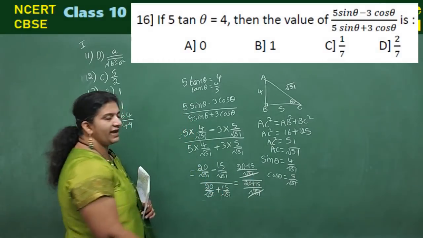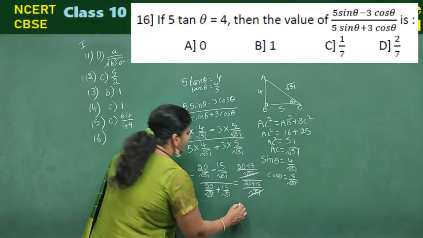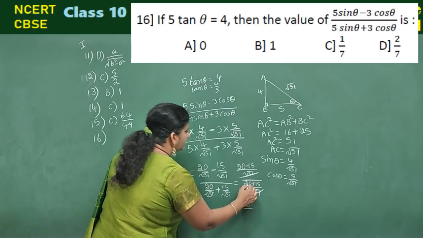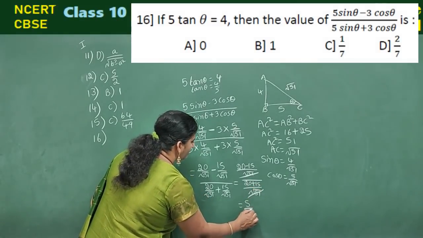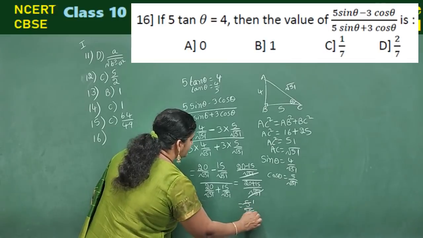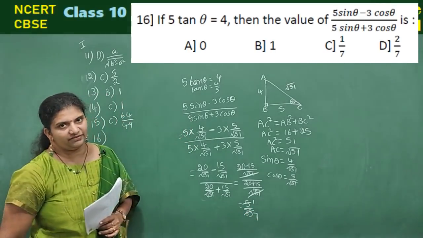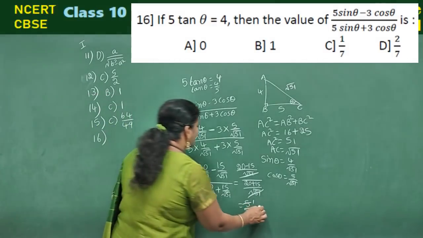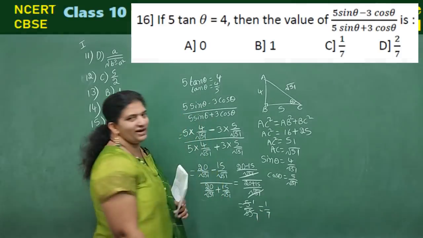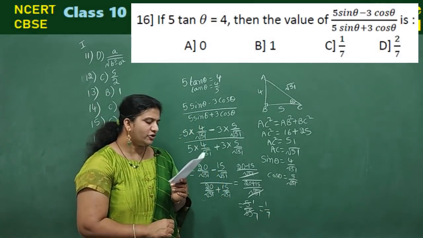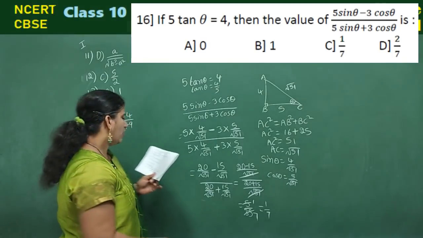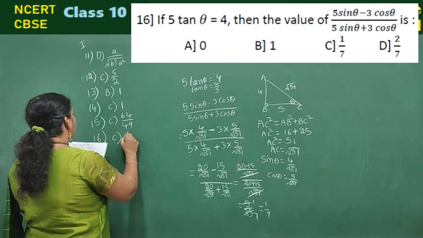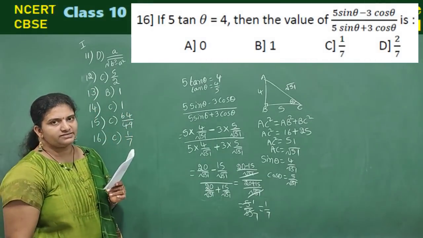The square root of 41 will be cancelled. 20 minus 15 will be 5. 20 plus 15 will be 35. 5 1s are 5, 5 7s are 35. Therefore, what is your final answer? 1 by 7. Check your option. Which option is right? Option C. 1 by 7 is the right answer.